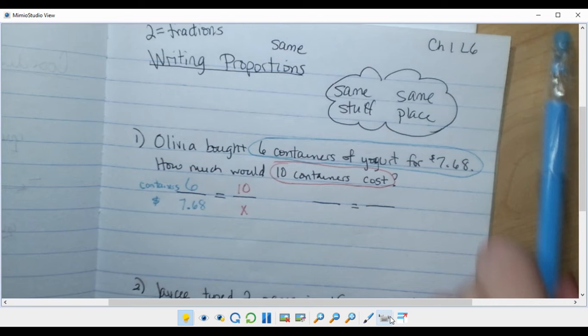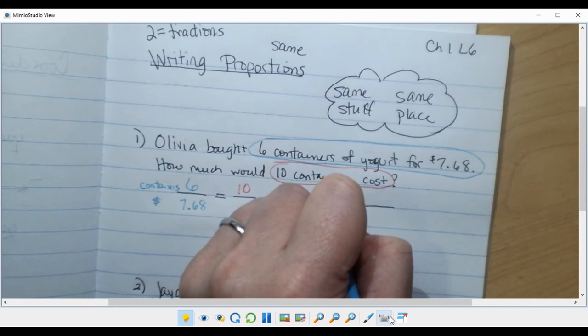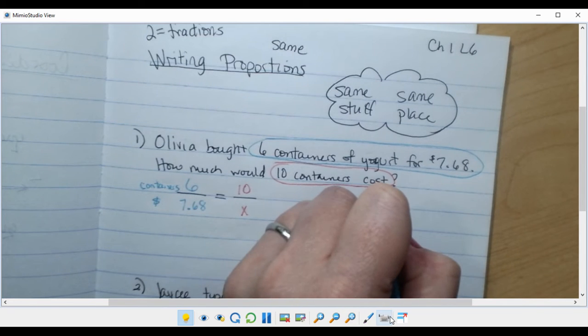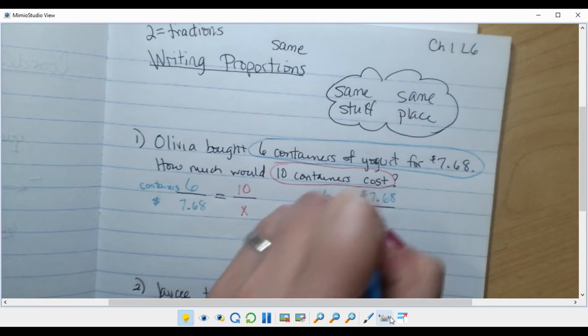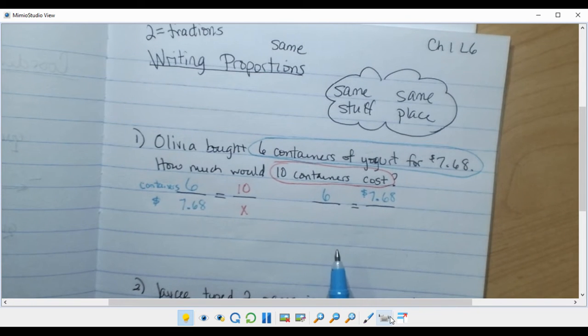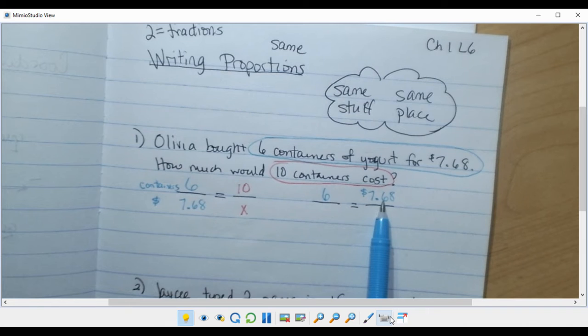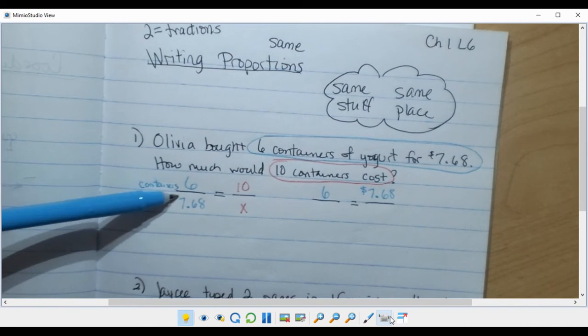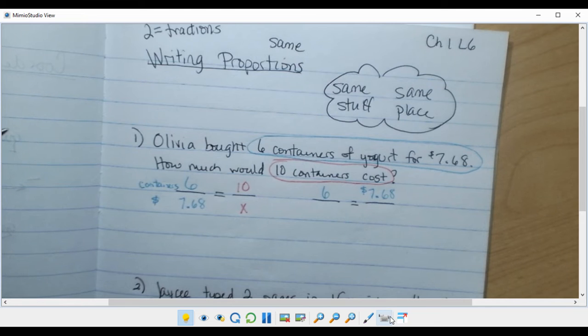Let's go back to our blue. I'm still going to put my 6 containers right here. But instead of putting the money underneath it, I'm going to put the money next to it. I know, I'm being a rebel. It's okay, because the same stuff from my first situation is still in the same place. They're both on the top, and that's okay. Over here, they were both on the left. That's okay. They were in the same spot.